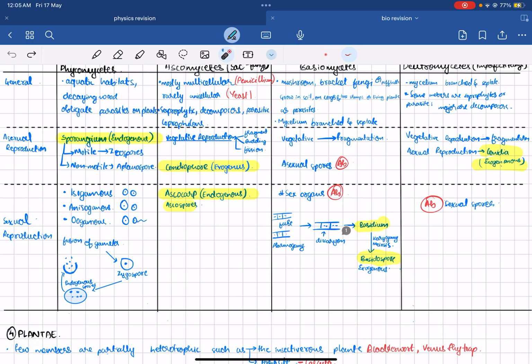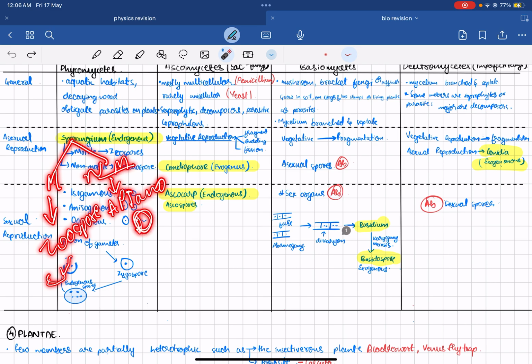And next, asexual reproduction. Here, endogenous formation of sporangium will take place, and conidiophore will be in the Ascomycetes. Here, vegetative reproduction takes place by fragmentation, budding, and fission. The sporangium can be of two types: motile and non-motile. Non-motile is aplanospores, and motile is zoospores. Motile means they can move around, and non-motile means they cannot move around on their own. They need some external current to flow.